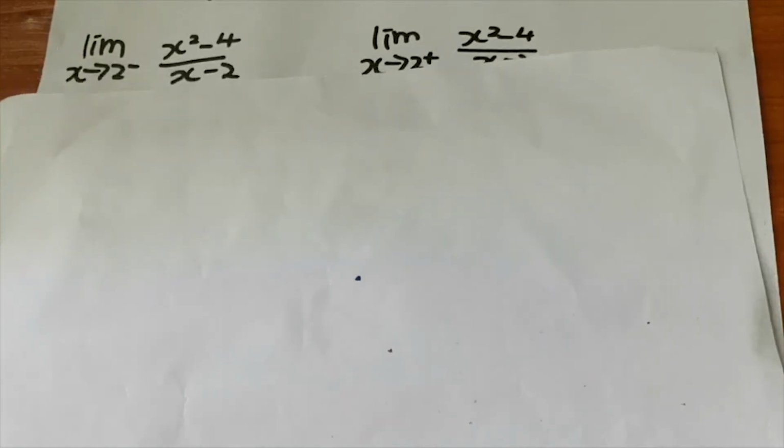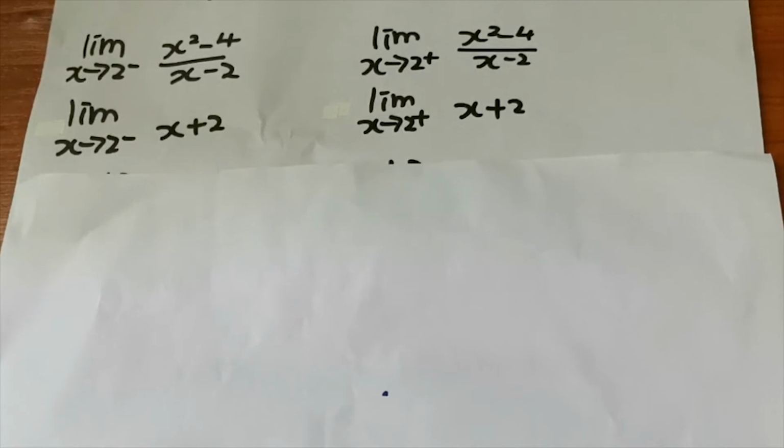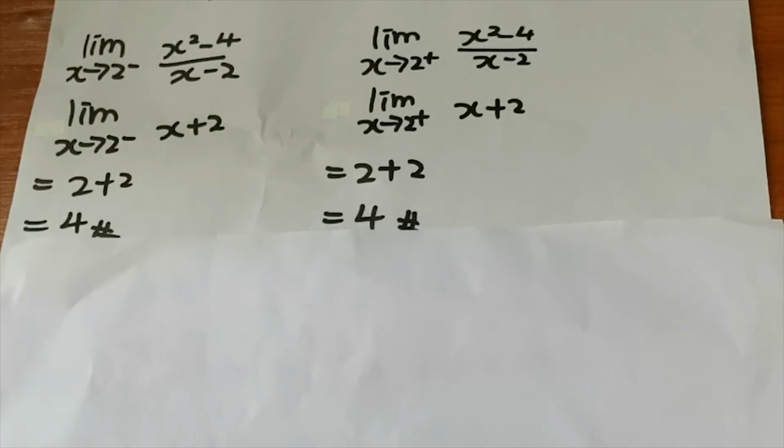Next, we will do revision about continuity. This is the example question. First, we can find out the limit before x equal to 2 and after x equal to 2. We turn it into factors and cancel it. We will get the answer 4.